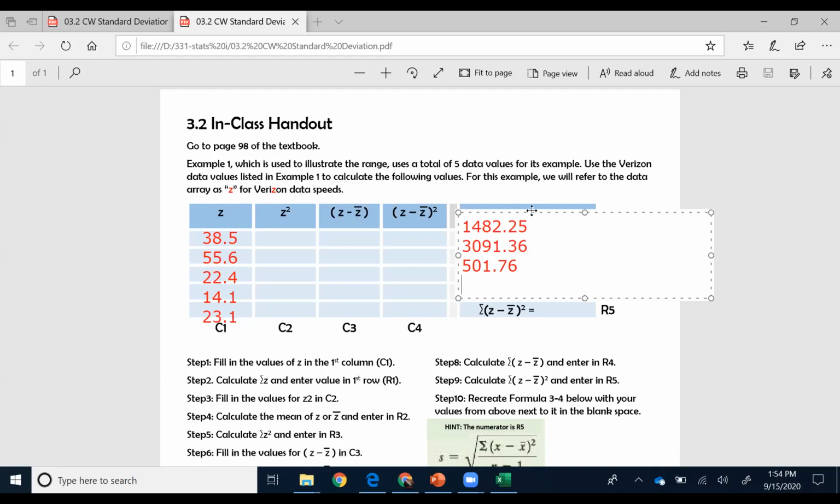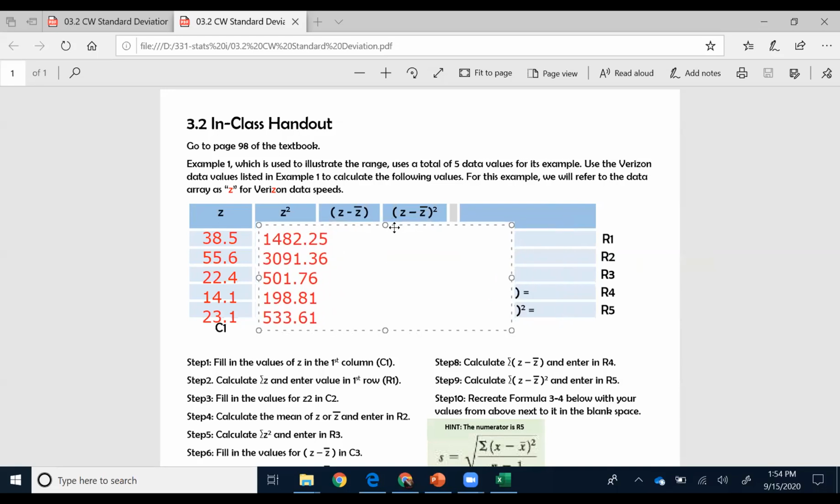All right, 14.1. Who else? 198.81. Excellent. And then 23.1 equals 533.61. All right, I'm telling y'all what we're doing right now. This is challenging, right? Let me line them up so they're not going to be perfect, but y'all can see.